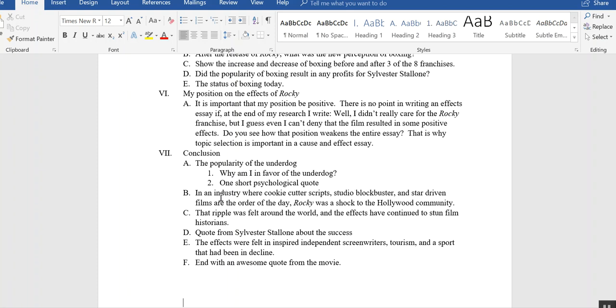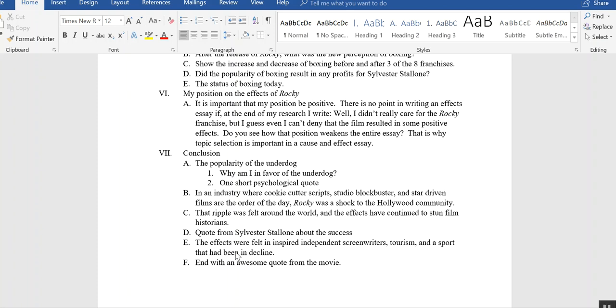And then I'm going to indicate something about the industry, and of course I have a quote to back this up. Rocky was a shock to the Hollywood community. That was one effect. And now I'm going to show the ripple was felt around the world. The effect continued. Do you see like one little tiny effect and then how it just blossoms out and has a worldwide effect? Yes? Then I like to put in the middle of the conclusion on something like this a quote from the actual person.